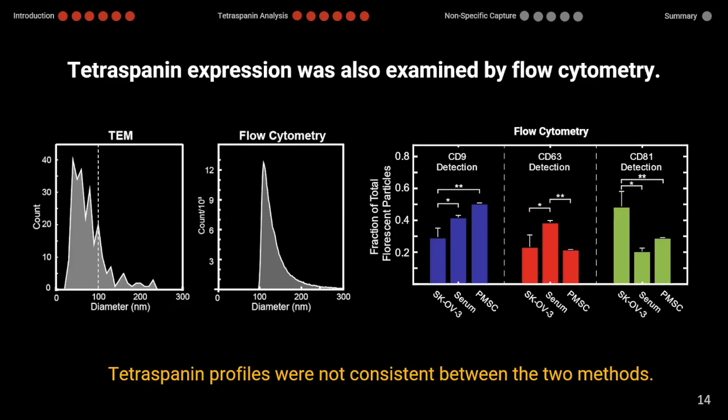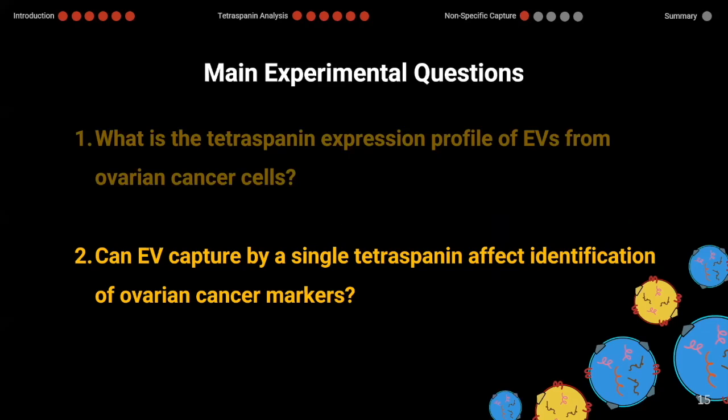So it was unfortunate that we were not able to recapitulate that data between these two techniques. However, we believed with our ExoView data that we had seen enough evidence that there were these subpopulations to confirm that our SKOV3 EVs did have these different tetraspanin subpopulations. This brings us to our second question. Can EV capture by a single tetraspanin affect identification of ovarian cancer markers?